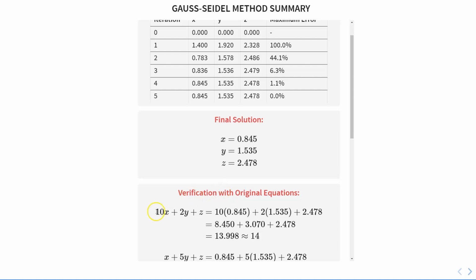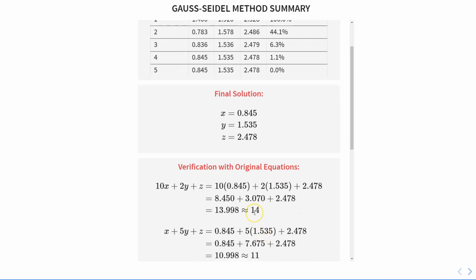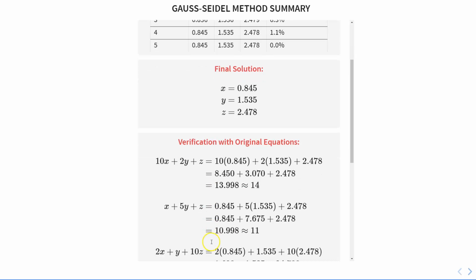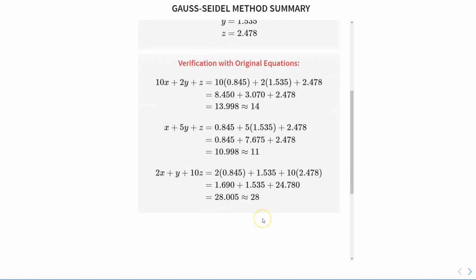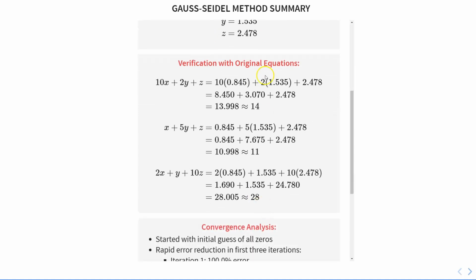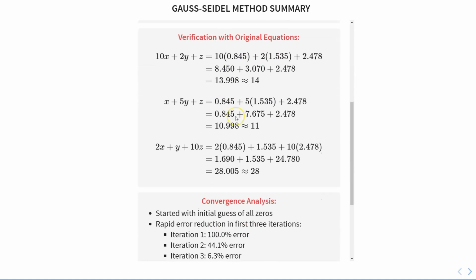Now if I plug x, y and z into the original equation, we can calculate the value of the left-hand side, meaning 10x plus 2y plus z. If I plug in x, y and z, I get 13.998, which is approximately 14, the same as given in the original equation. Similarly the second equation gives 10.998, approximately 11, and the third equation, 2x plus y plus 10z, gives 28. So from here we got the solution.